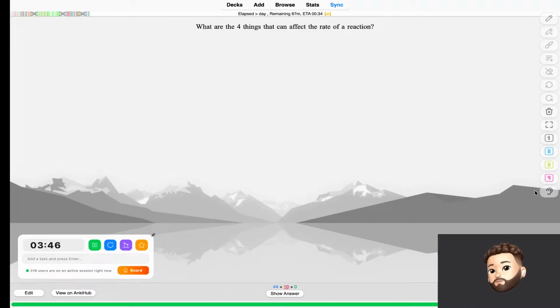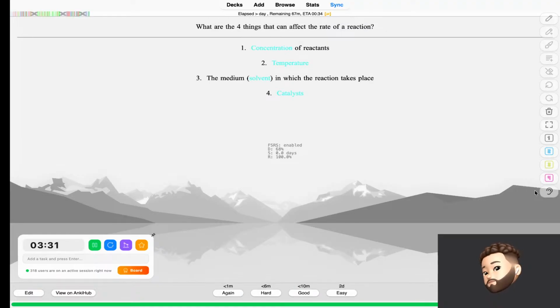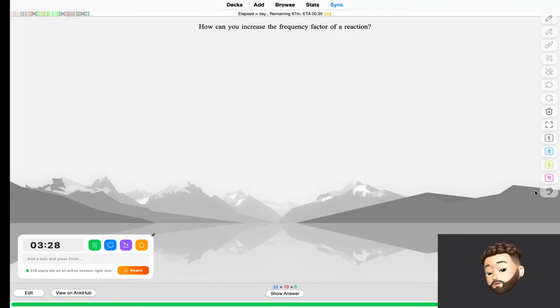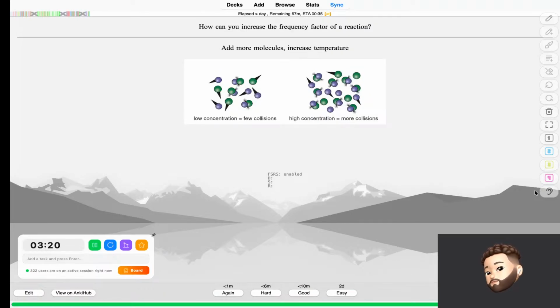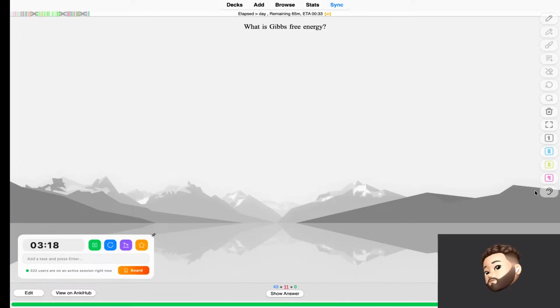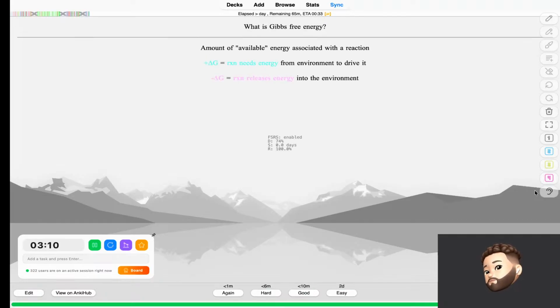What are the four things that can affect the rate of a reaction? The concentration, the temperature, the solvent, the catalyst. Yeah. How can you increase the frequency factor? Increase the temperature or increase the concentration. What is Gibbs free energy? Gibbs free energy is the amount of available energy for a reaction.